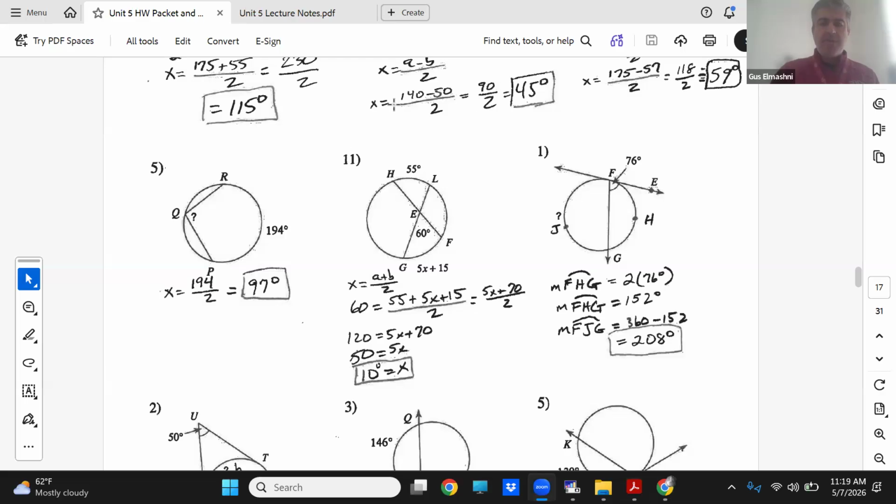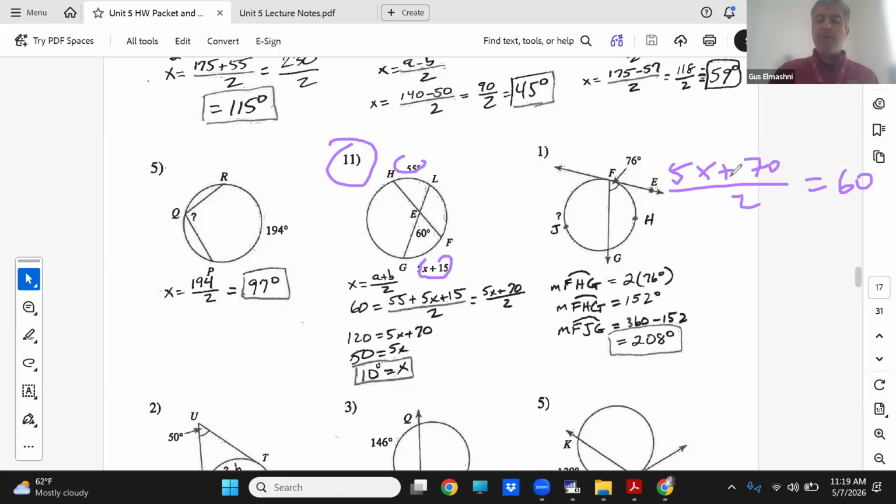Okay, so for this 11, right? You've got two arcs, 55 and 5x plus 15. The average of that is going to equal 60. So if I average 55 and 5x plus 15, that's going to be (5x plus 70) over 2 equals 60. Does that make sense at first?